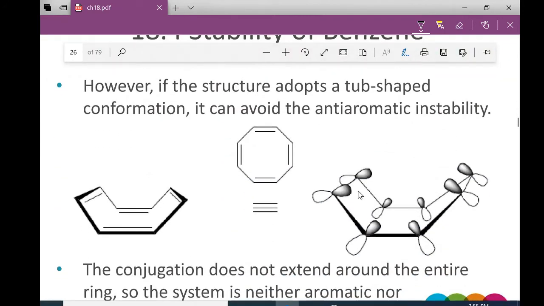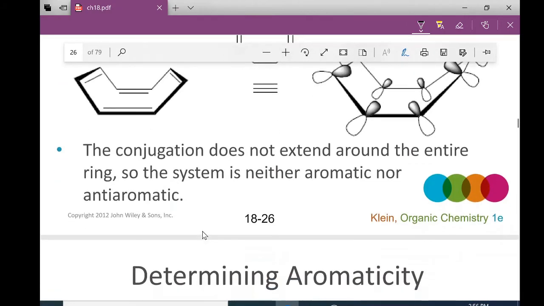It's so unstable that it actually won't be planar. It adopts a tub shape in order to avoid being anti-aromatic and being unstable. So it doesn't actually act as an anti-aromatic molecule. These double bonds just don't overlap, to avoid anti-aromaticity. It forms a tub shape in order to avoid overlap, and so each one of these bonds just acts like a single bond. They're not conjugated with each other.